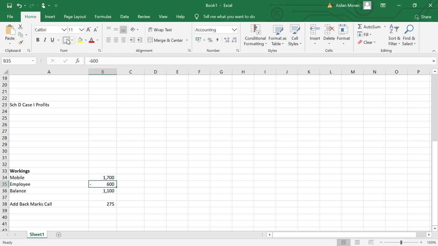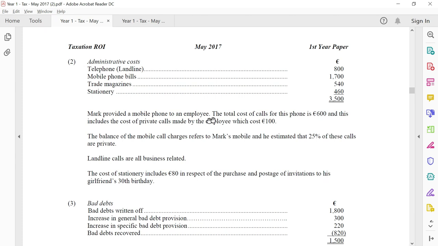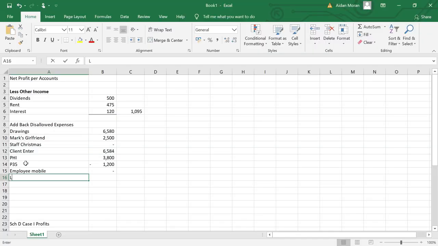It's just a matter of showing your workings. You could have done it on a calculator, but I just want to make sure that any little workings or adjustments that we do, we are showing the examiner as we go along. Landline calls are all business, so I have no problem with the landline of 800. So I'm just going to inform the examiner that there is no add back.